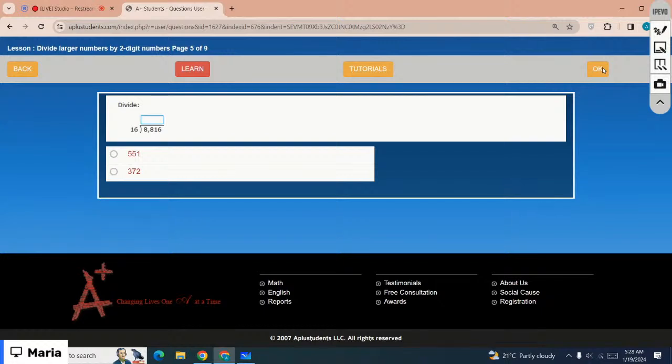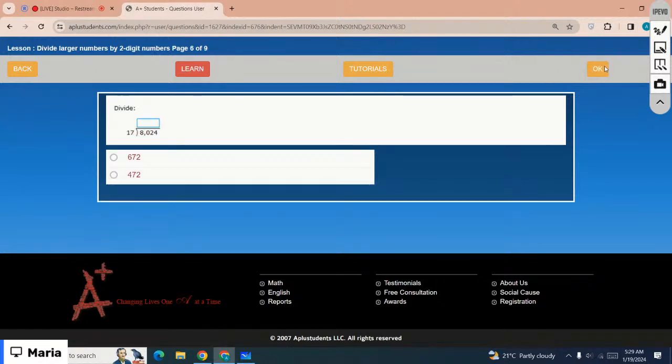The correct option is option number 1, that is 551. How did I get the answer so fast? Because I just look at the first two numbers, that are 88, right? I can count 16 times 5 is 80, I know. That's how I did it. I get the answers, right? And I am very, very good with tables.